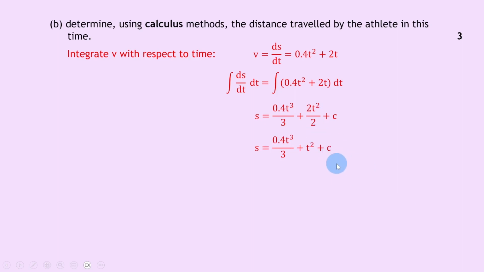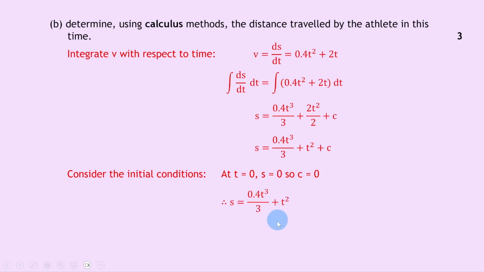And to find out what this constant c is, we need to consider the initial conditions, which remember is just what happens at time t equals 0. So we can say that at t equals 0, the displacement s equals 0 because the athlete hasn't moved yet. So if we sub t equals 0 into there and s equals 0, we get that c is equal to 0. So that means we can ignore the c and simplify s to s equals 0.4 t cubed over 3 plus t squared.